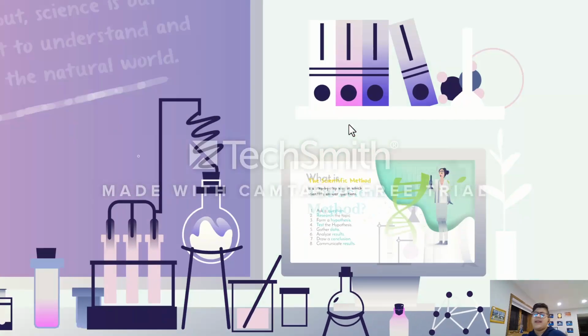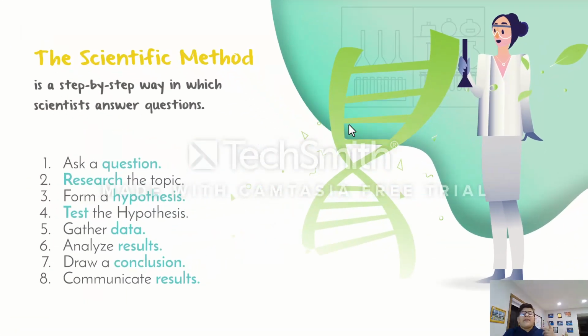So, what is the scientific method? The scientific method is a step-by-step way that scientists use to answer a question. And it goes as follows. First, they ask a question. Then they research the topic. They then form a hypothesis. They would then go ahead and test that hypothesis. They would gather data and analyze that data. They would draw a conclusion, and they would communicate those results.